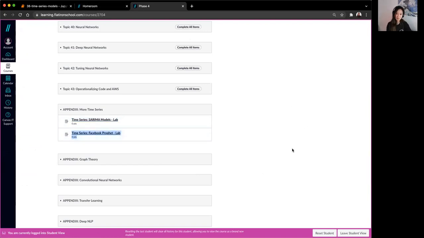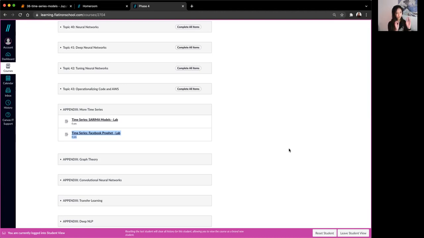also Facebook Prophet. Now, Facebook Prophet, I'm not going to talk about specifically today, but it is basically very, very similar to all of these models that we're going to talk about today, but Facebook added their own little twist to it, and it is a little bit more automated. This lab basically walks you through how to implement it. It's good to compare your results between Facebook Prophet and the models that I'm going to talk about today.